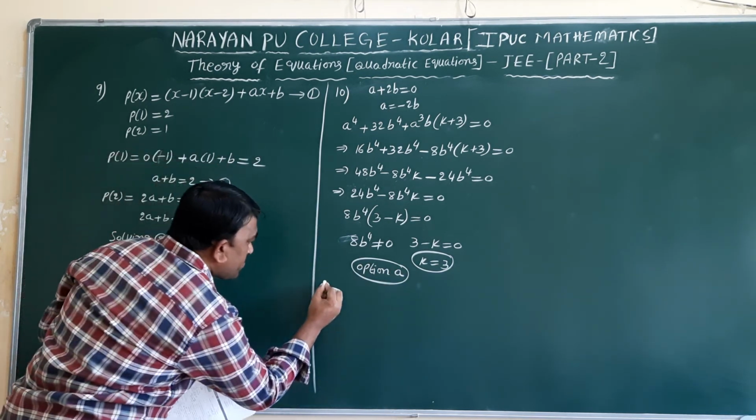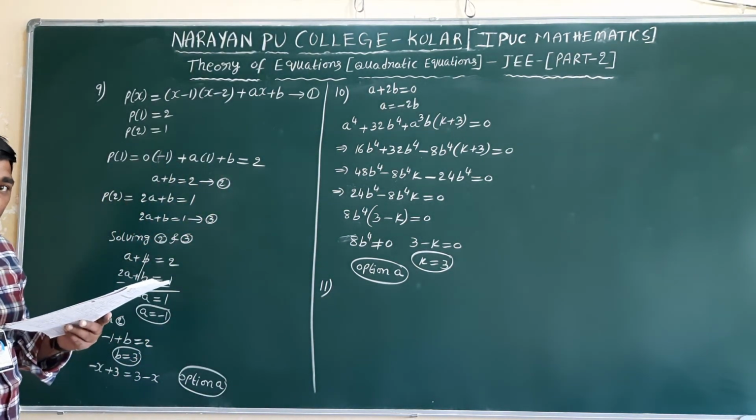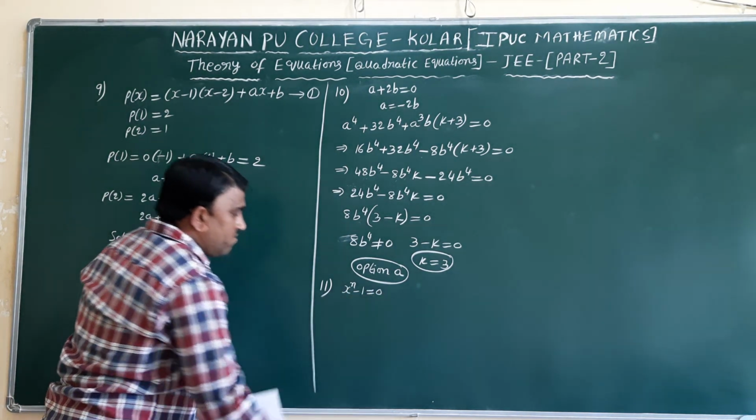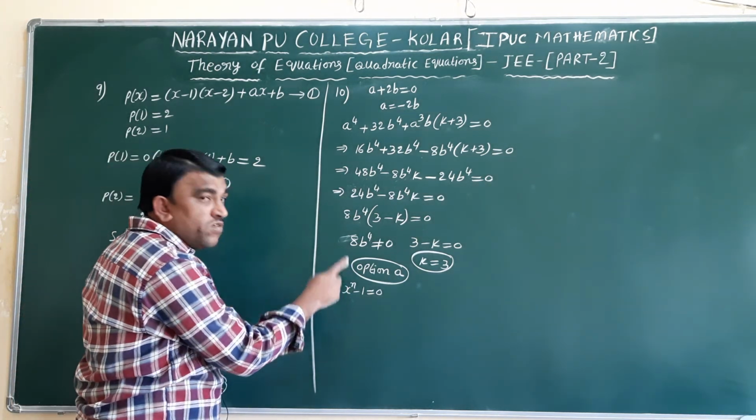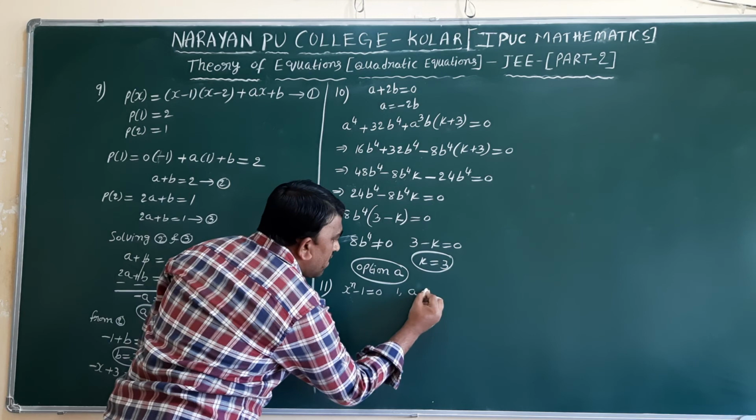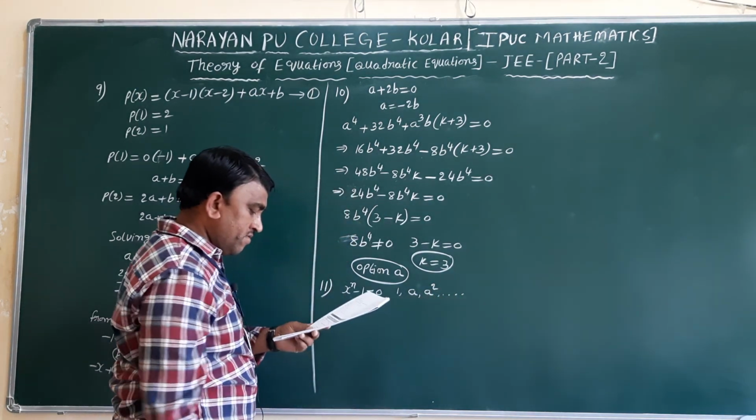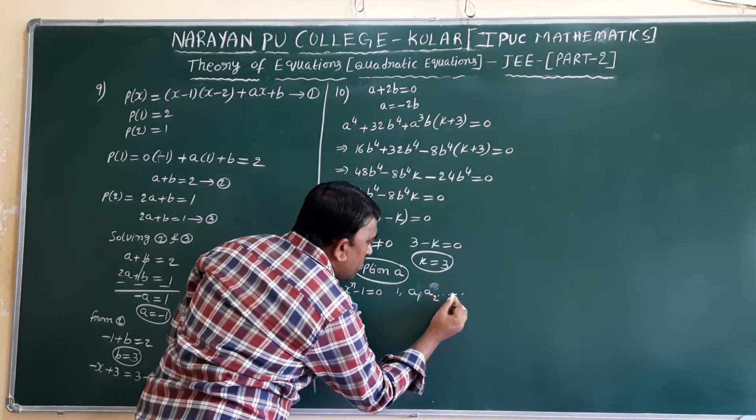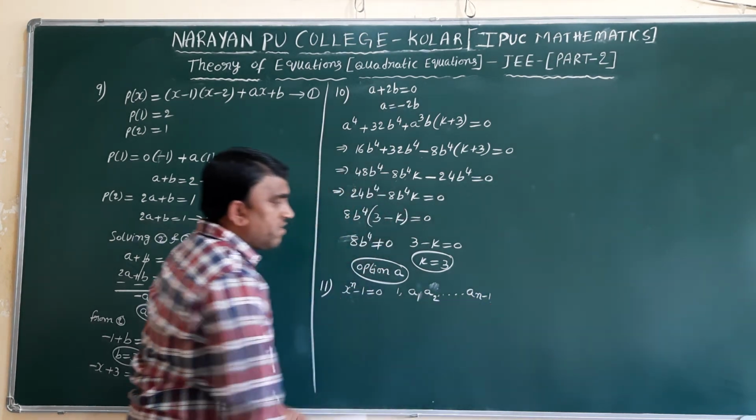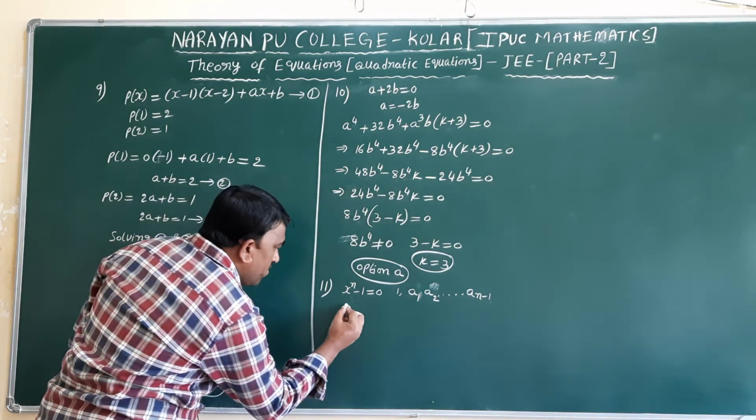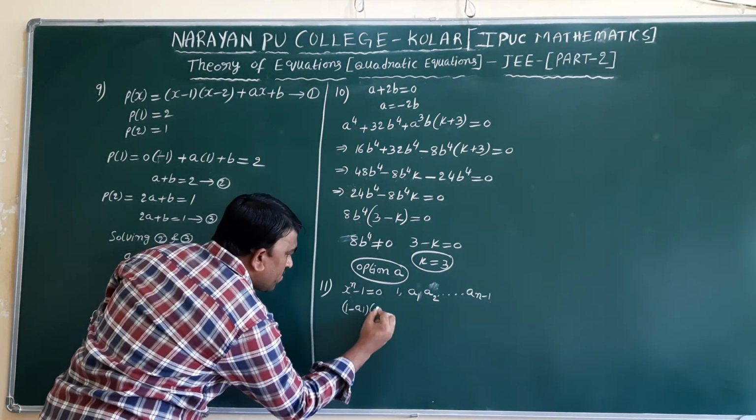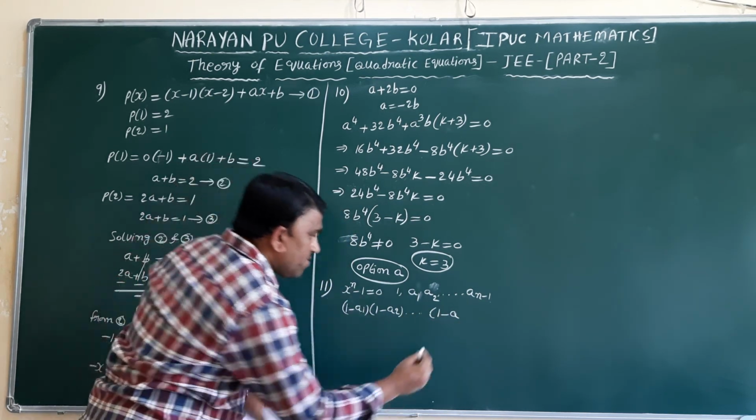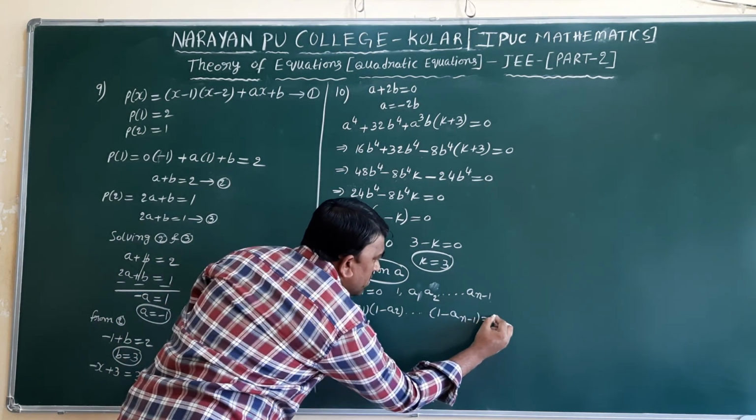So next question. If the roots of the equation x power n minus 1 equal to 0 are 1, a1, a2 and so on, a n minus 1 respectively, then the value of 1 minus a1 into 1 minus a2 into and so on 1 minus a n minus 1 equal to how much is what is asked.